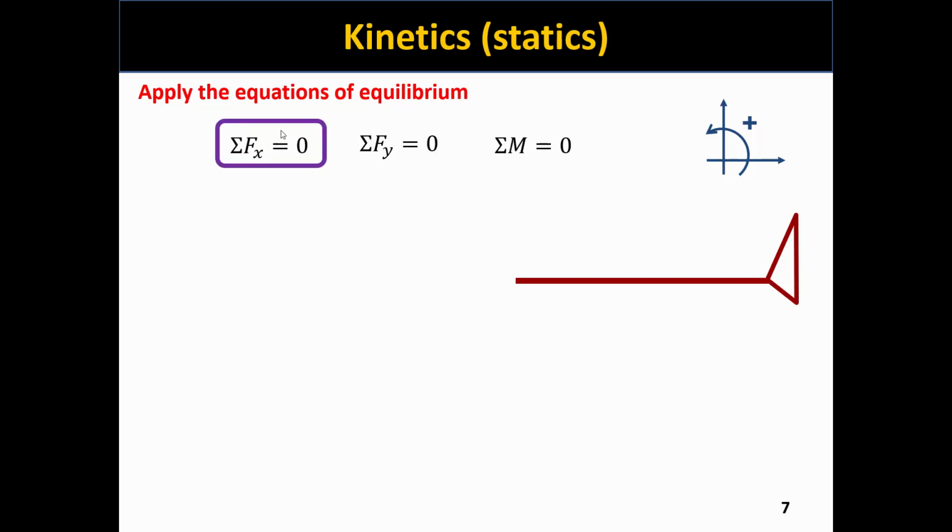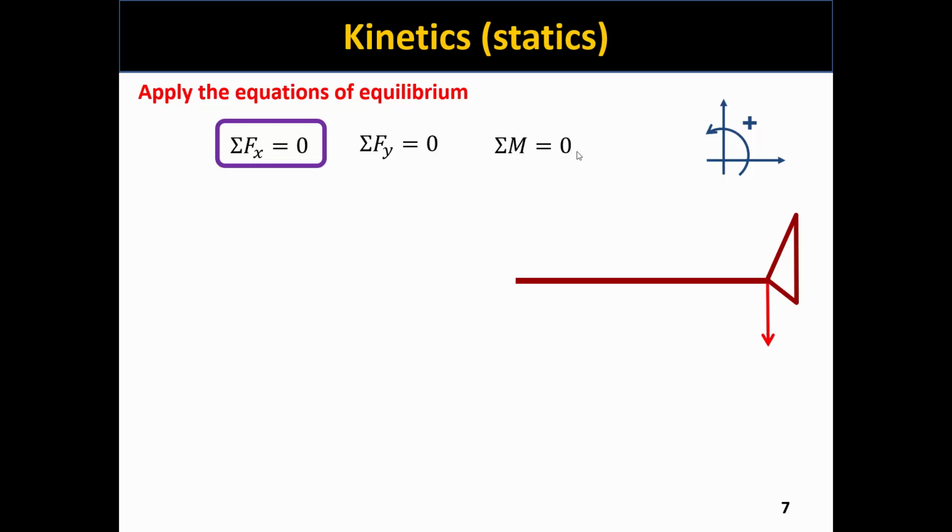When we apply the equations of equilibrium, we have our three equations. We're going to sum up all the forces in the x direction. Then we're going to sum up all the forces in the y direction. Then we're going to sum up all the moments of force. And when we add all of those up, they will equal 0.